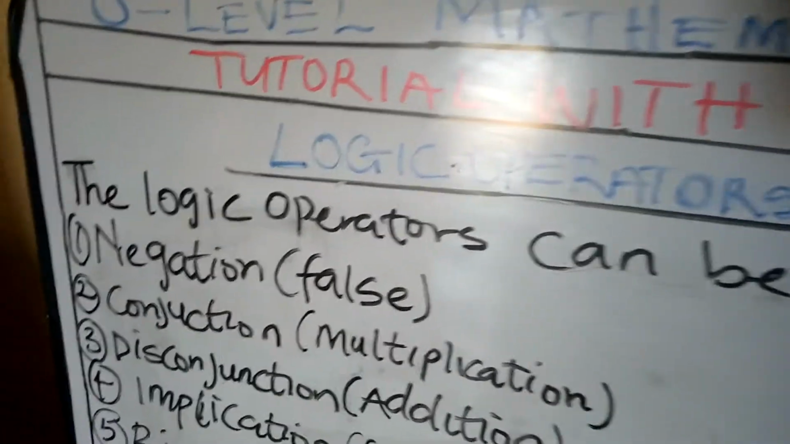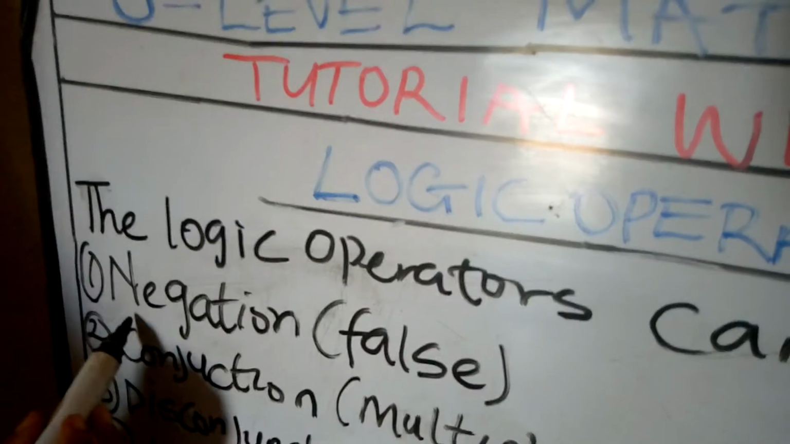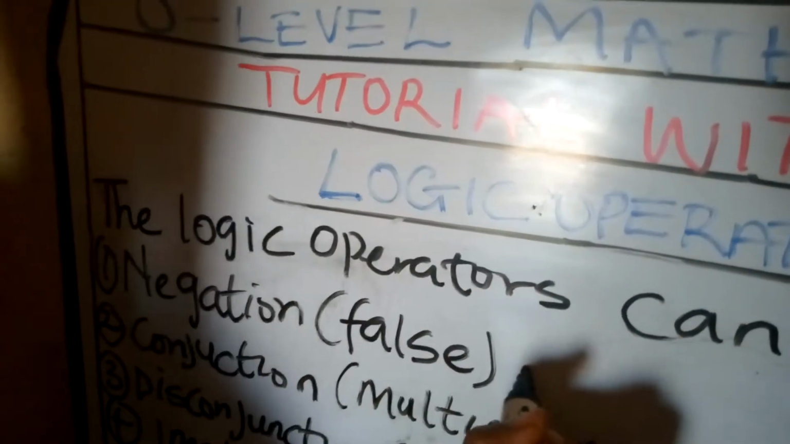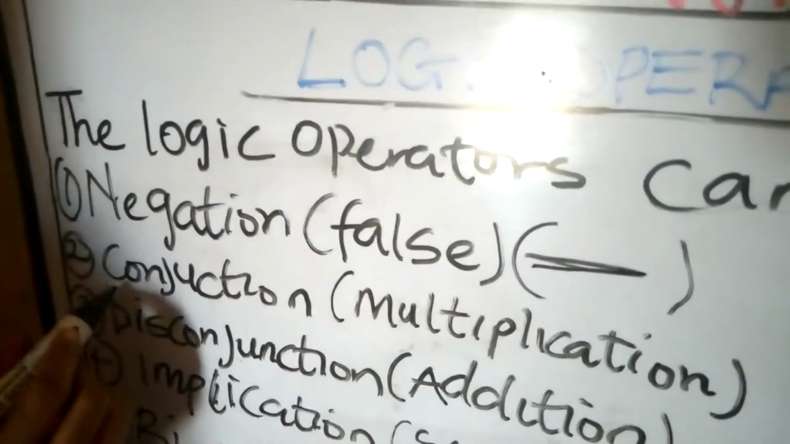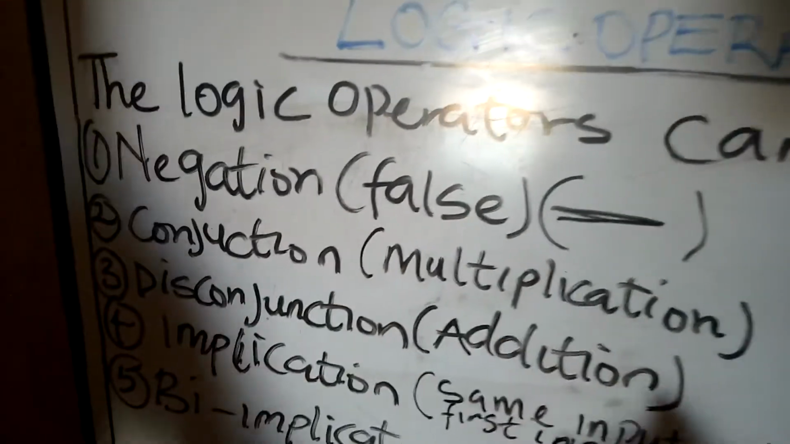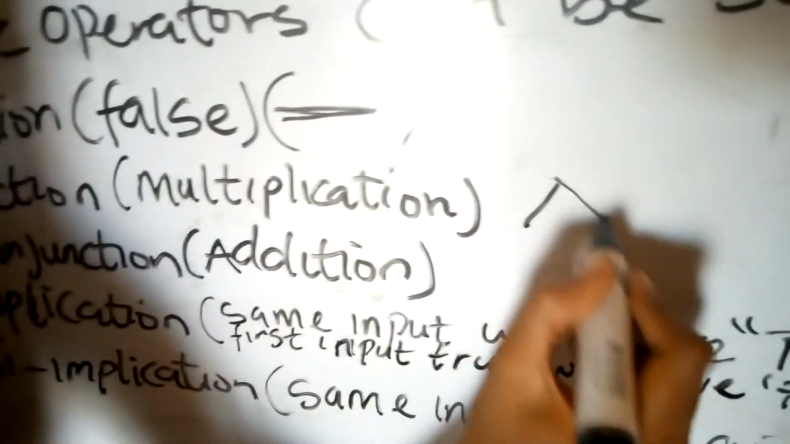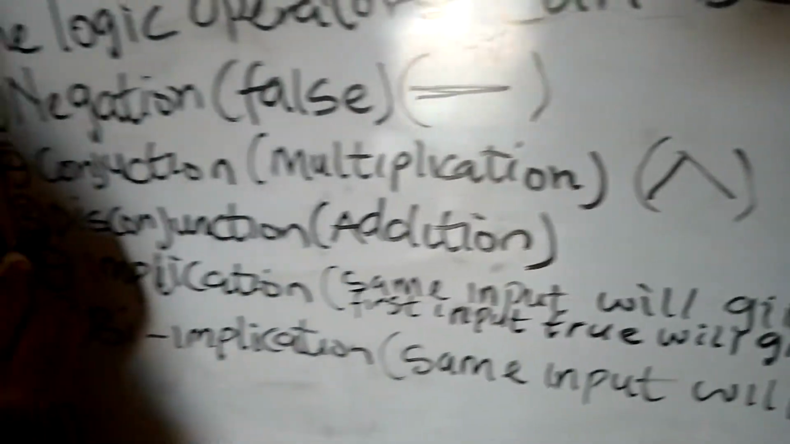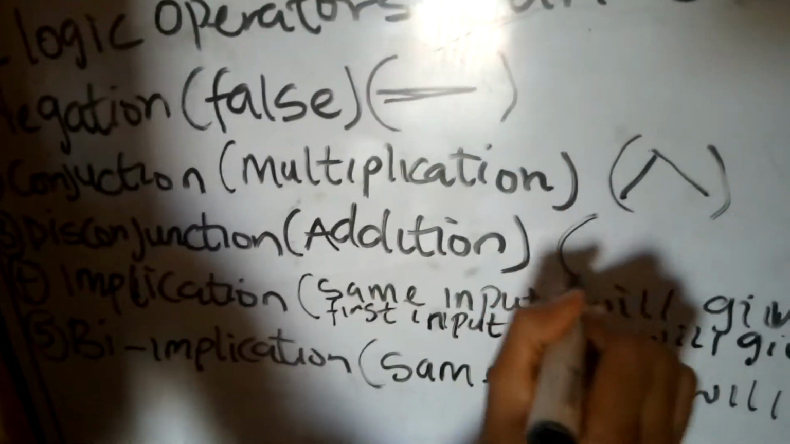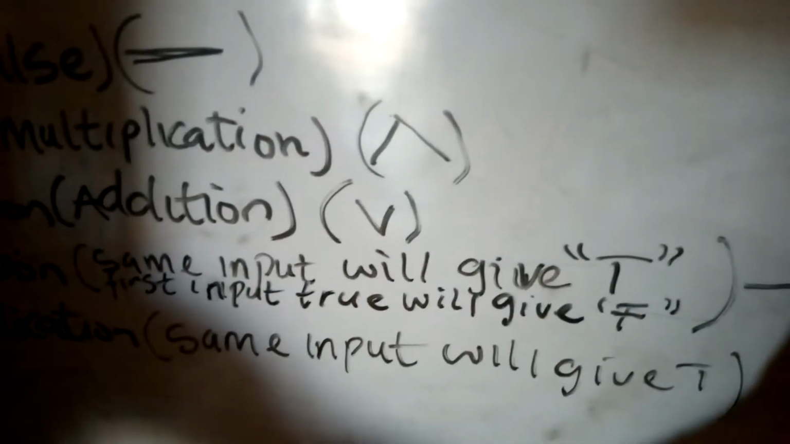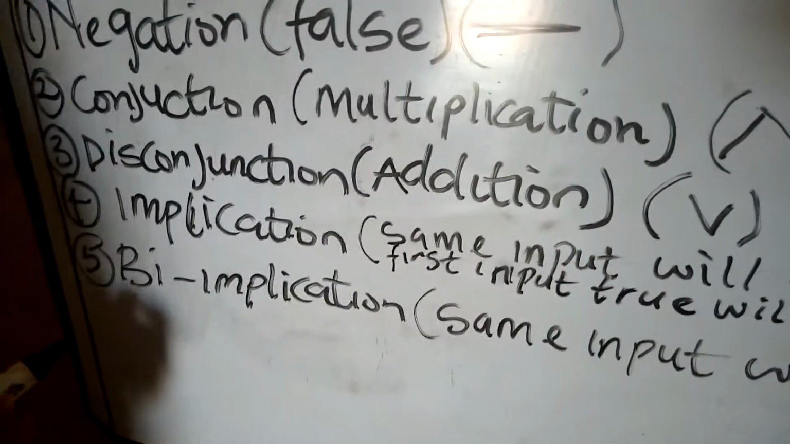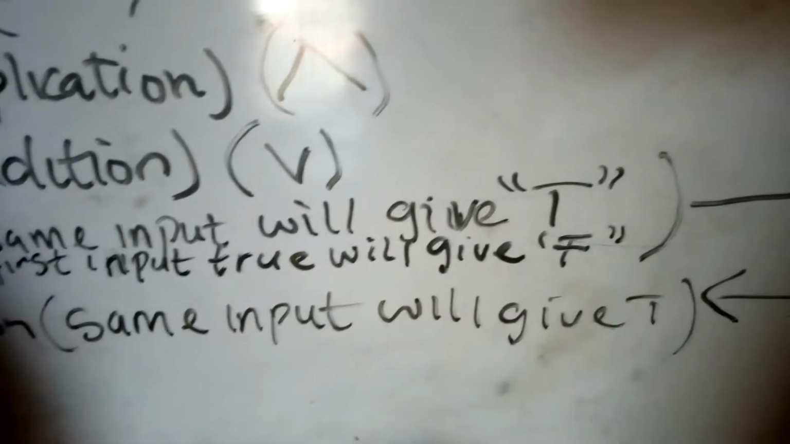The logic operations can be summarized into negation, which means false, that is not. It also means not. Conjunction, which means multiplication, it also means and in this symbol. Disjunction, which means addition, it also means or. And implication, which means if and only if, is represented with this symbol.